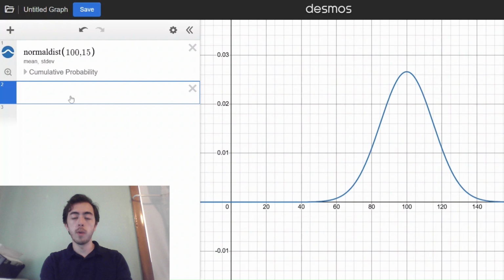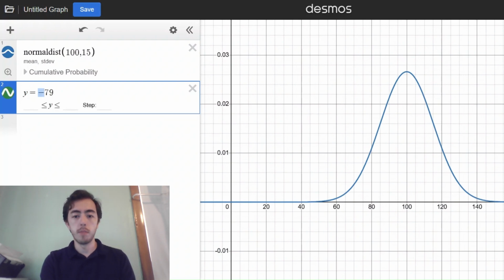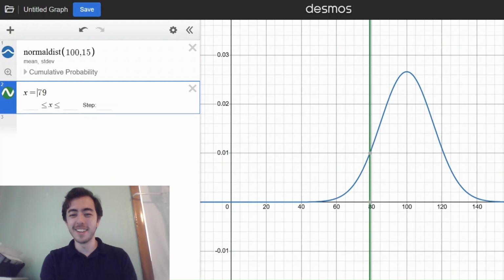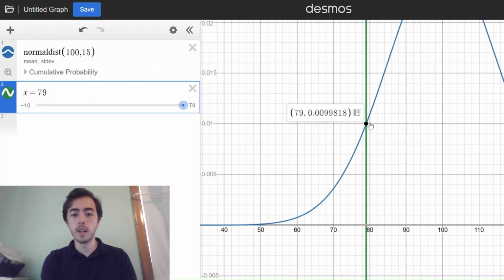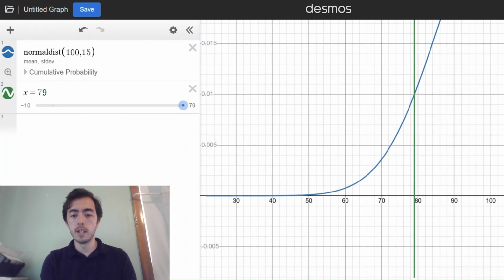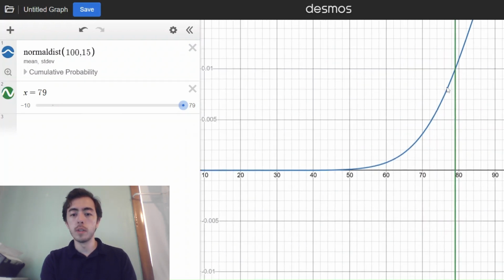Just to show where 79 is, I could do y equals 79. Oops, positive 79. I think I actually wanted x equals positive 79. There we go. That gives us a nice vertical line on which our score will lie. And we just wanted to find this cumulative area or probability that we're going to be at this score of 79 or below.